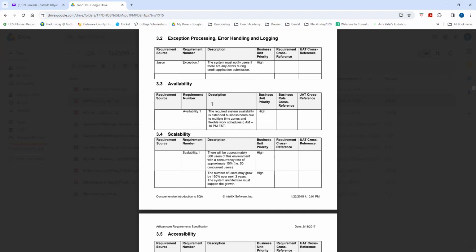The availability talks about how long the system should be up, during what operational hours, right? Since this is mainly going to be used by the dealers, and dealers are typically open early in the morning and some till late at night, this is 6 a.m. to 10 p.m. Eastern time zone. Any window outside it, the system may be down for maintenance. But at a minimum, they're expecting the system to be available within these hours.